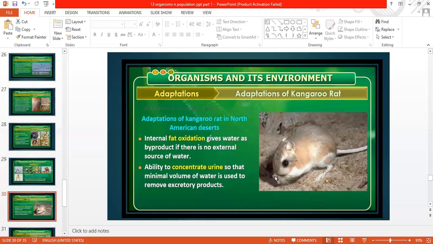Now let's see the very first adaptation in kangaroo rat. We know that kangaroo rat is a desert animal and the adaptation is physiological adaptation. The internal fat oxidation gives water as a byproduct if there is no external source of water. And second, it has the ability to concentrate the urine so that minimum volume of water is excreted out.